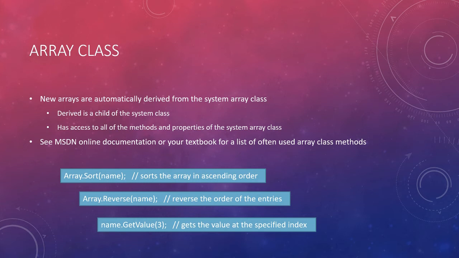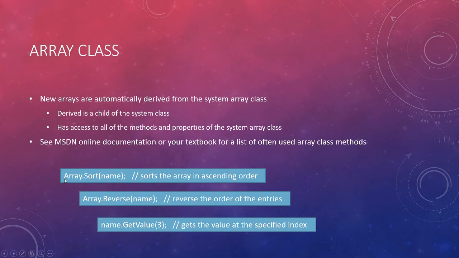Now when we're working with arrays, we're automatically creating an instance that's derived from the system array class. And we can think of derived as kind of being a child of that system class. So that means that we have access to all the methods and properties of that system array class. So you can look at the MSDN documentation online or your textbook for a list of often used array class methods. And here's a few super handy ones.